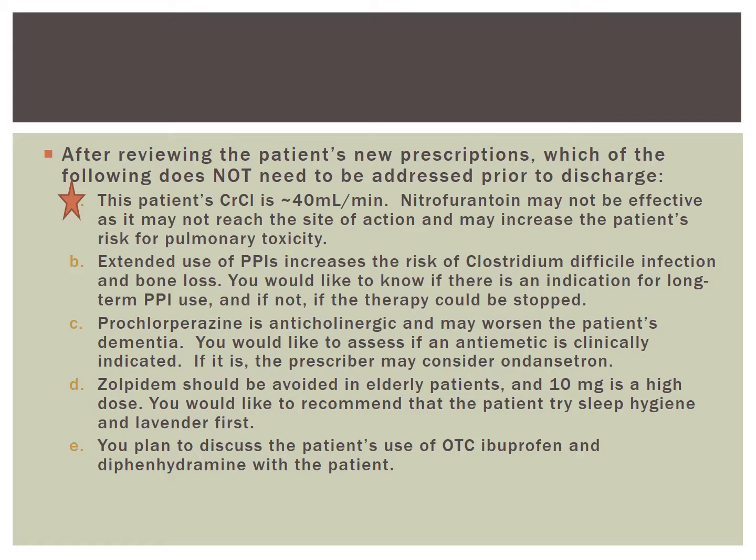Beers criteria does not recommend the extended use of proton pump inhibitors. Prochlorperazine is anticholinergic and may worsen the patient's dementia. Zolpidem should be avoided in older adults. Sleep hygiene and lavender would be recommended first. And ibuprofen and diphenhydramine are also considered potentially inappropriate medications.